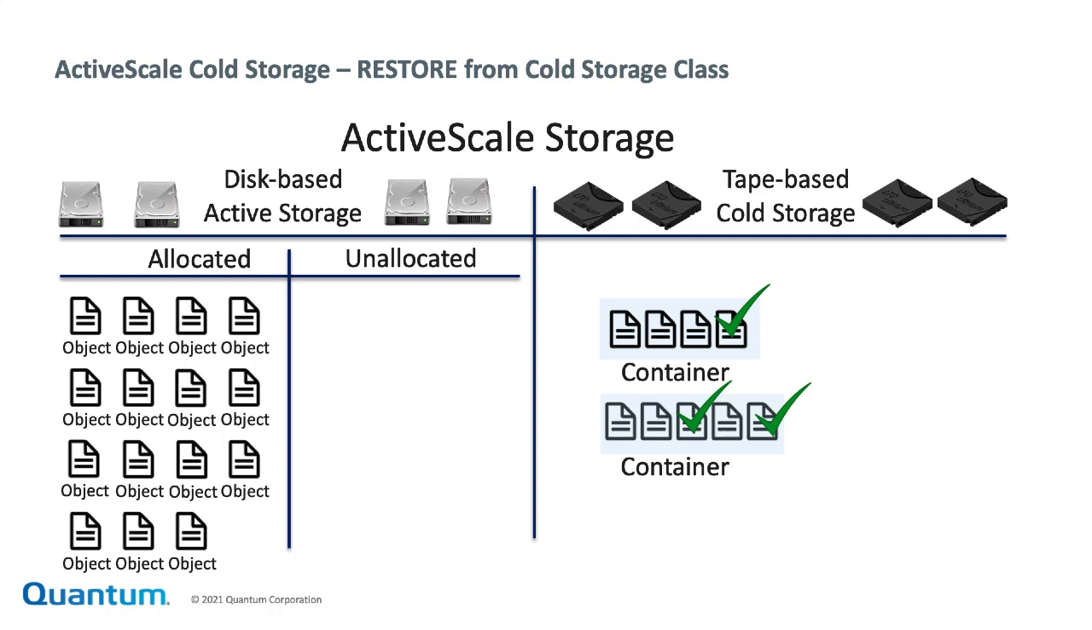ActiveScale knows where these objects are. It knows what tape they're on and where on the tape they reside. So it will sort the restore queue in a way to minimize tape mounts and ensure objects are read from the tapes in a sequential, tape-friendly manner. When the objects are read from tape, they go back to the staging area. At this point, they are accessible to your S3 clients.